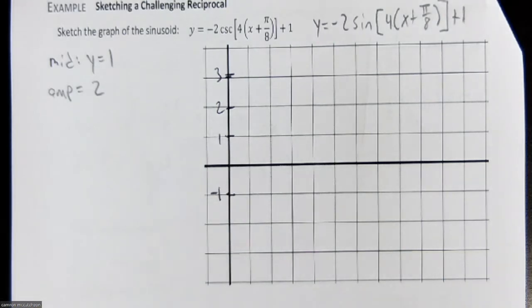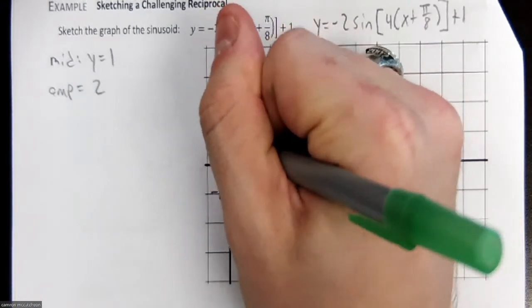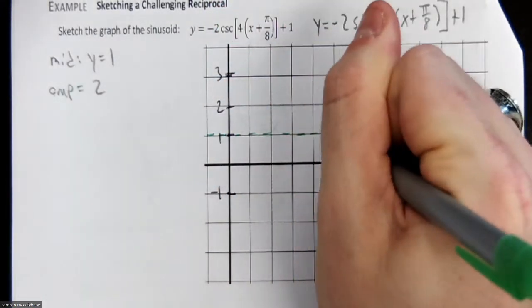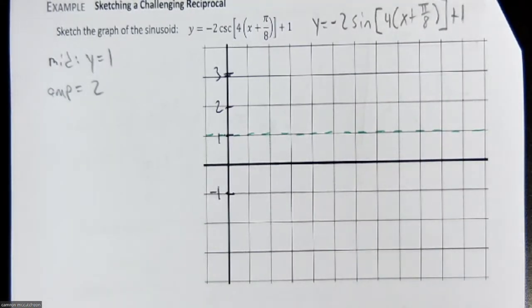You know what I should do? I'm going to go ahead and put the midline of the ghost sine wave, and I'll do that in green. Got to use lots of colors. There. That'd be the midline of the ghost sine wave. Now we need the period.